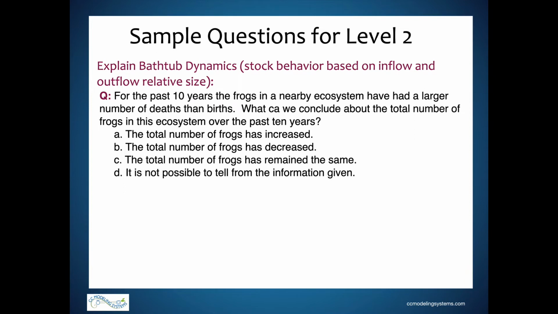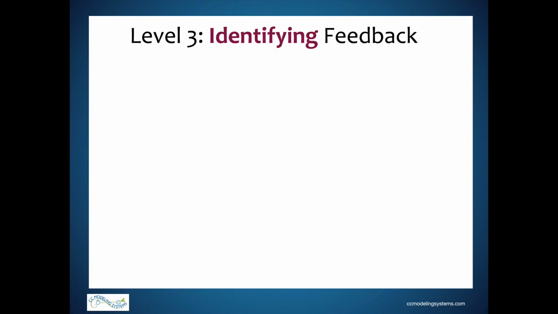Another question, this is a bathtub dynamics question. Given the birth and death relationship of a group of frogs over time, determine the change in the frog population over time. And here is the answer for this question. The next level is identifying feedback.